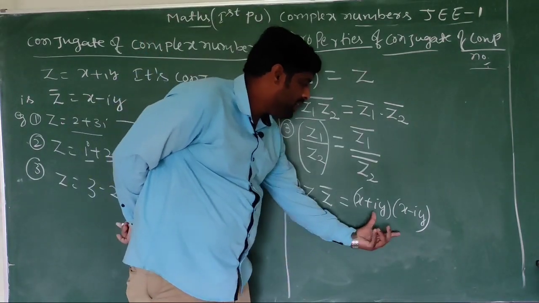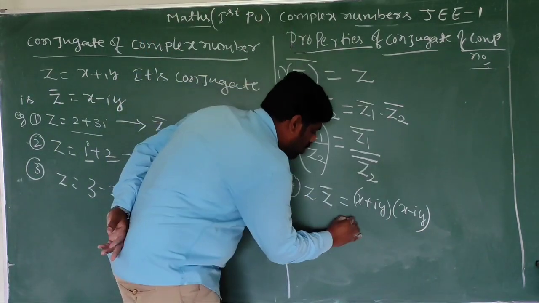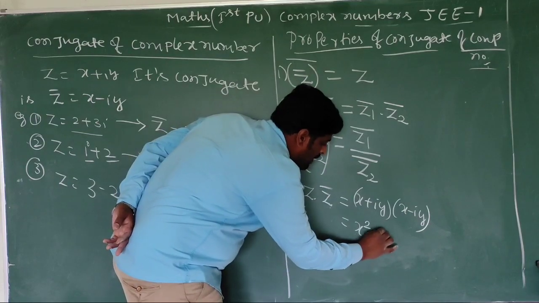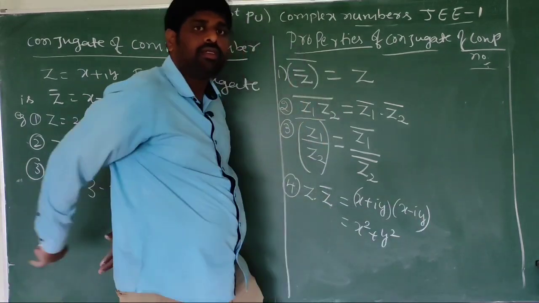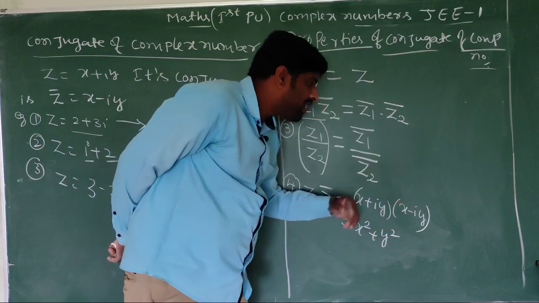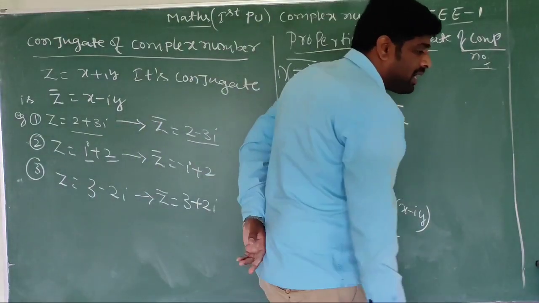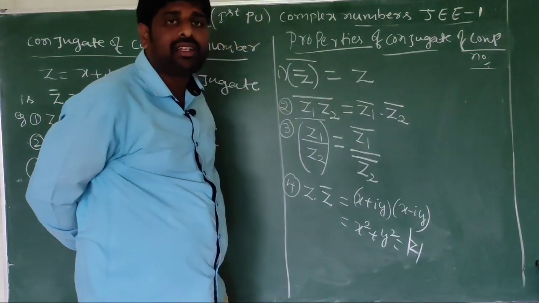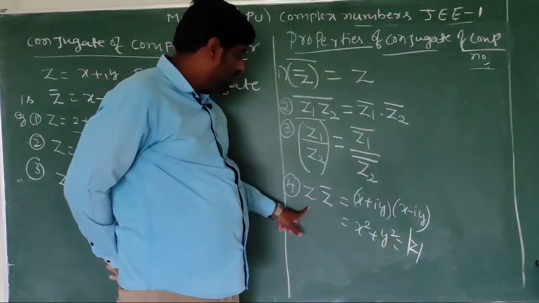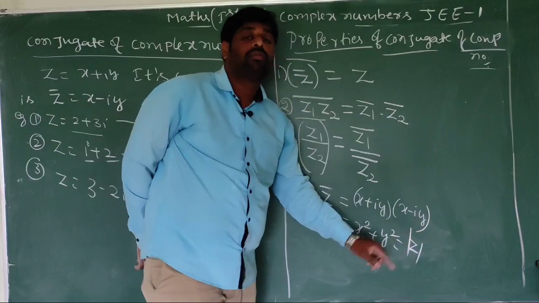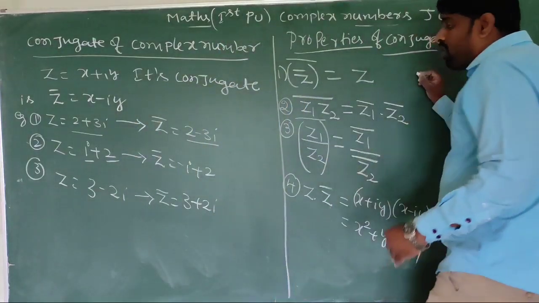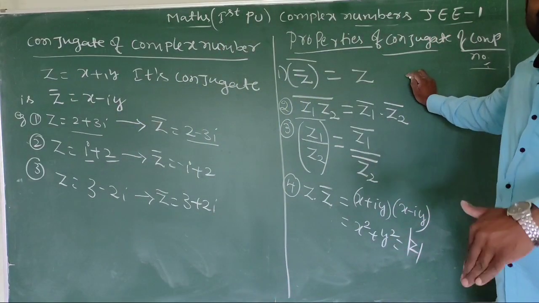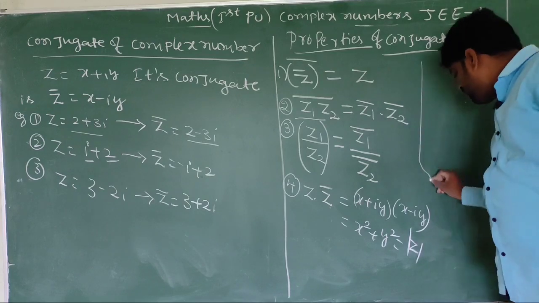So here x plus iy into x minus iy is nothing but x square plus y square. This x square plus y square is nothing but the modulus of z square. So z into z bar can be written as modulus of z square. I will discuss the modulus of a complex number in a later class. I will tell over here.